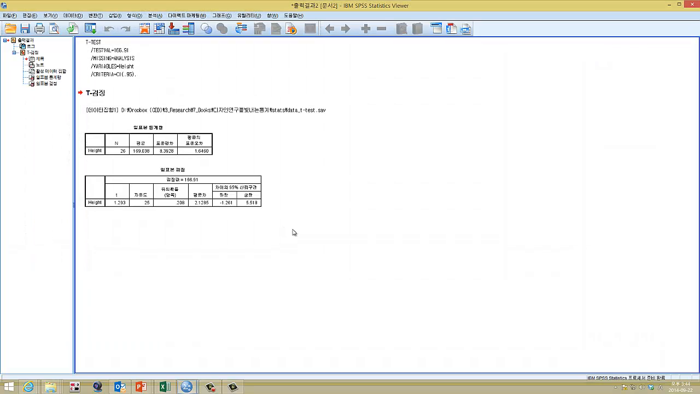So, alright. The t-value is obtained like this, and we had a degree of freedom of 25, and here the p-value is far bigger than 0.05, so the mean difference is not statistically significant, so it's not different.